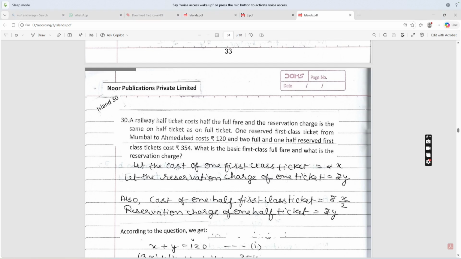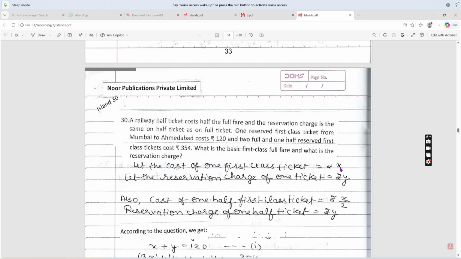So here we can see, very simply, just see the question. Do not get confused with the language of the question. The language is a little bit confusing, but the question is very, very simple. Just see, a railway half ticket costs half the full fare. So first of all, we can do one thing.